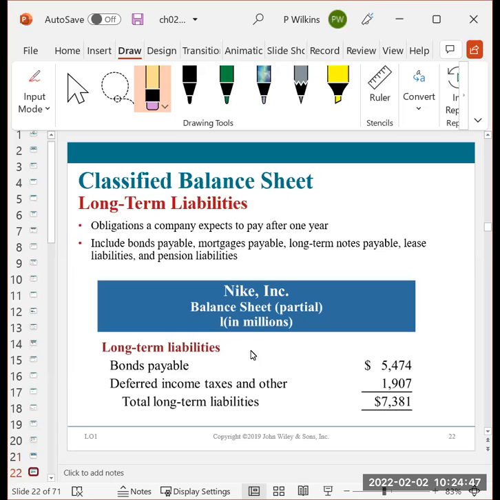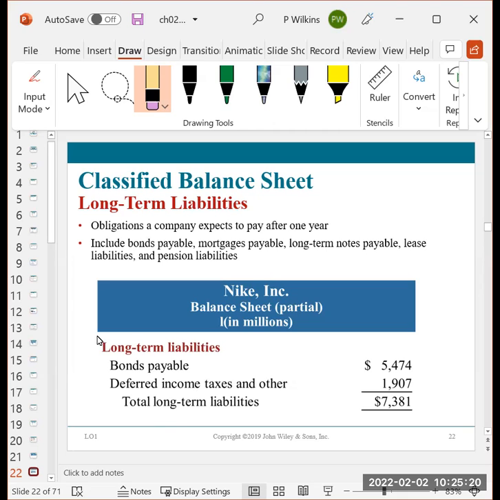The next section is the long-term liabilities. So just like the long-term investments, long-term liabilities are longer than a year. These are liabilities or obligations that the company has to pay after 1 year. So they're not going to pay it off. It'll be longer than a year. It could be 2 years, 5 years, 6 years, 12 years, just longer than a year. Okay. So these could be things such as bonds payable, mortgage payable, long-term notes payable, lease liabilities, pension liabilities, things of that nature.